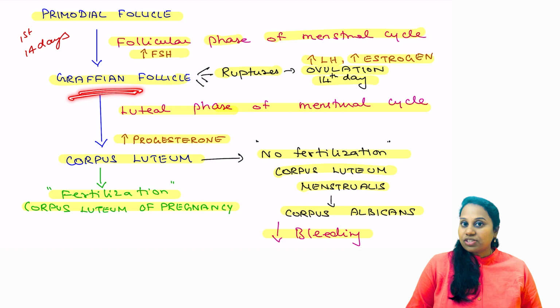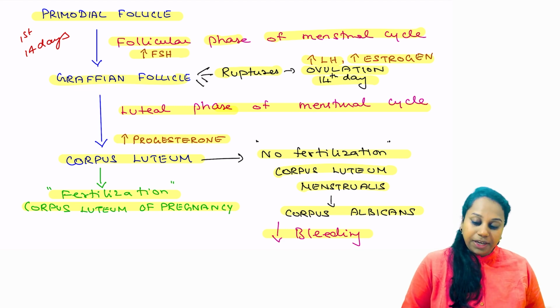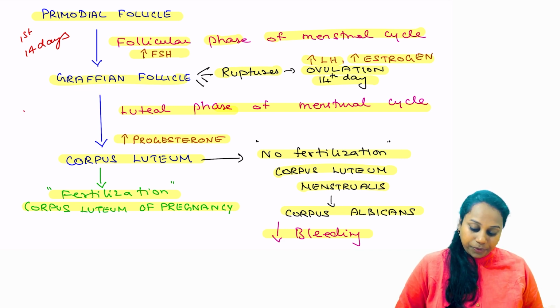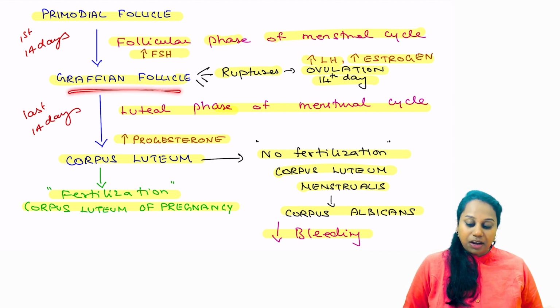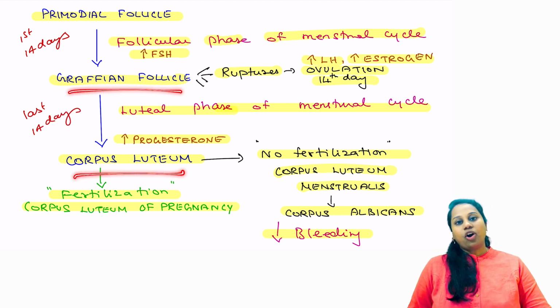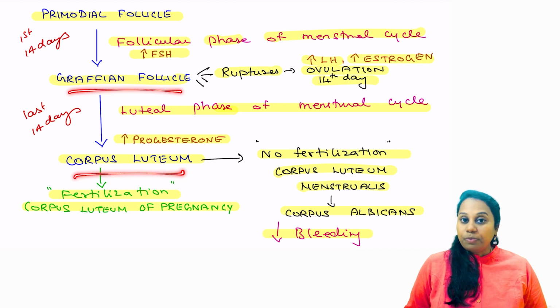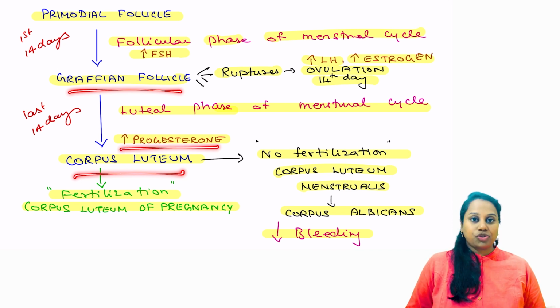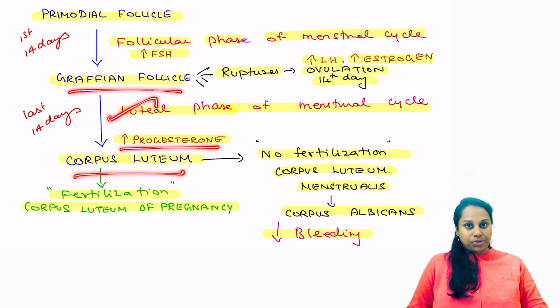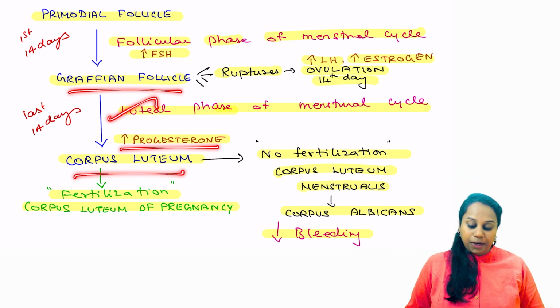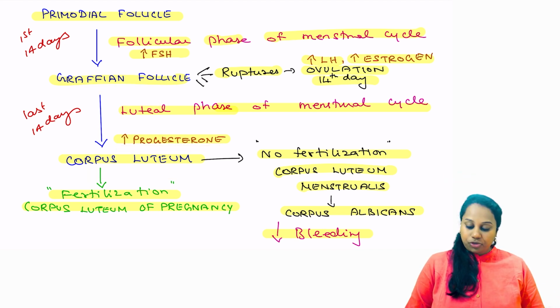Now what is the fate of this Graafian follicle? In the next 14 days, the last 14 days of the menstrual cycle, this Graafian follicle is converted into corpus luteum, and the corpus luteum begins to produce progesterone. That is why this phase is called the luteal phase. Because corpus luteum is formed, it is called the luteal phase of the menstrual cycle. The hormone responsible for this is progesterone.